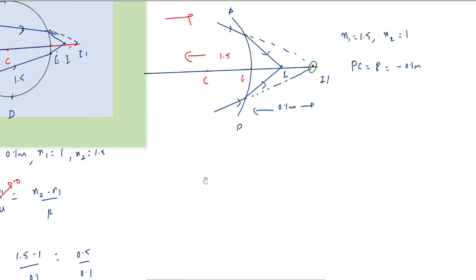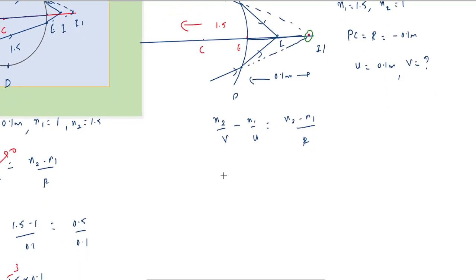Do remember that in case of optics, the numericals or the formulas are quite straightforward, but there is a high chance of getting it wrong if students are not careful with sign conventions. And here U would be positive, which is plus 0.1 meter. That's because the distance between E to I dash is 0.1 meter, and we should find what is V. So using the formula, we know that N2 by V minus N1 by U is equal to N2 minus N1 by R. Putting the values here, N2 is 1 by V minus N1 is 1.5 by U is 0.1, that is equal to 1 minus 1.5 by R is minus 0.1.